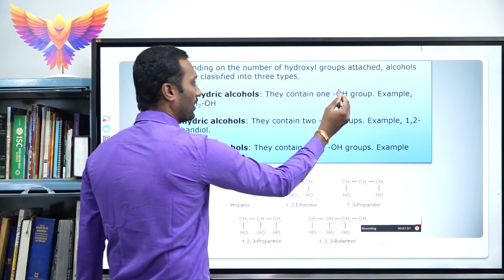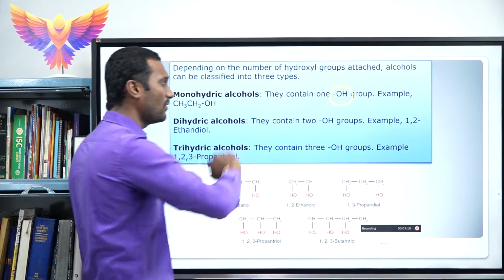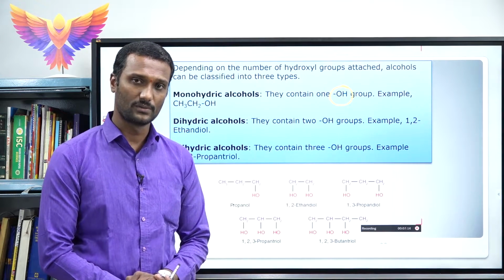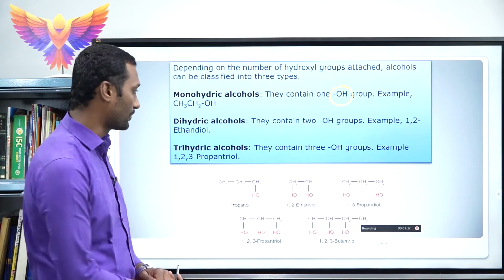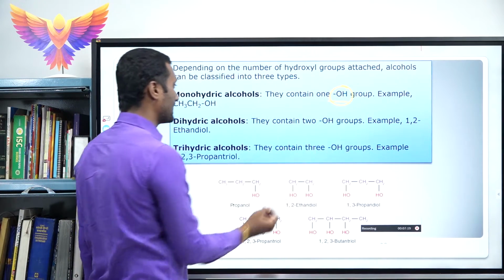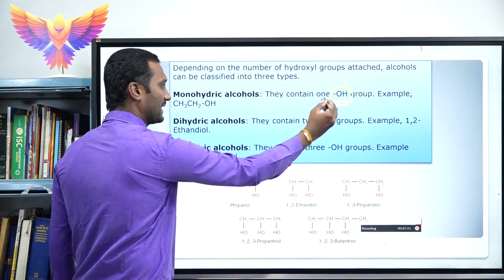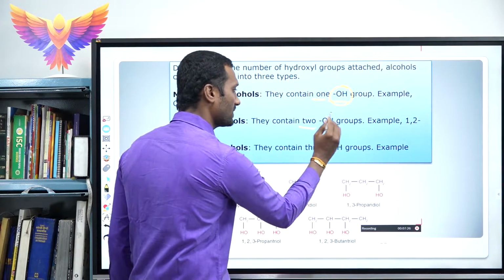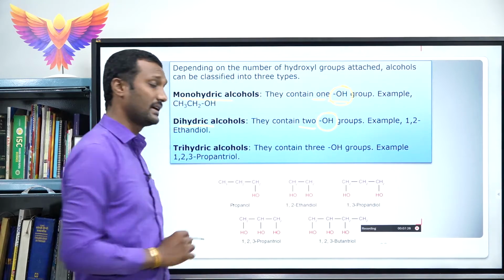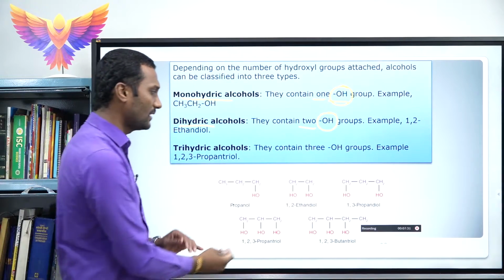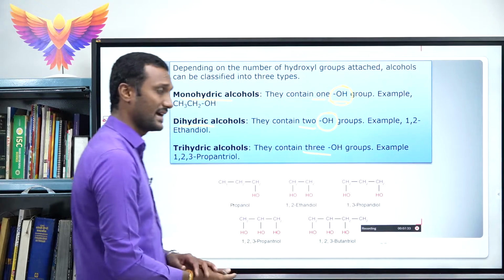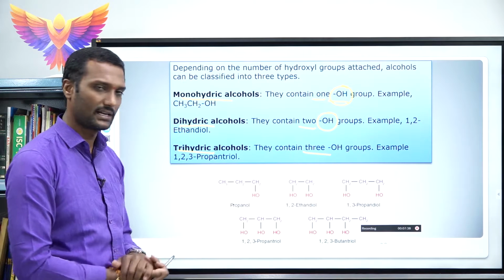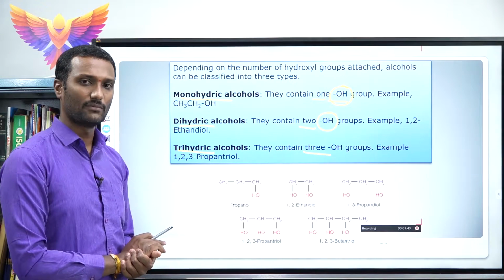Yes, the functional group of alcohol is the OH group. Now, how many OH groups are attached to the alkyl group? It's sp3 hybridization. Suppose only one OH group is attached, then it is said to be a monohydric alcohol. Suppose two OH groups are attached, then it is said to be a dihydric alcohol. The third one: if three OH groups are attached to the carbon atom, then we call it a trihydric alcohol.